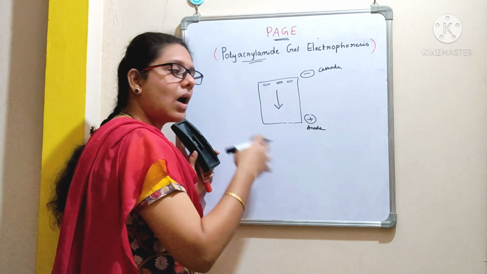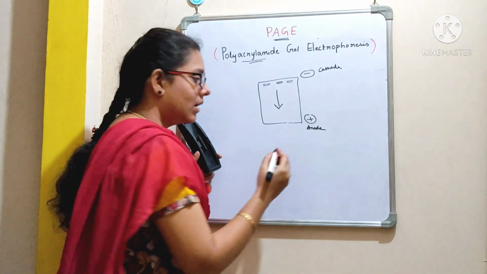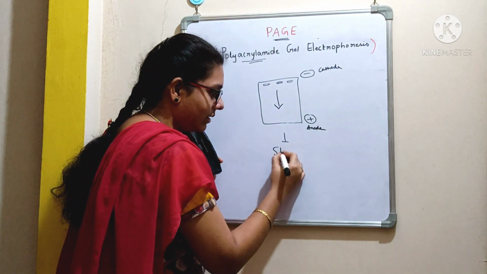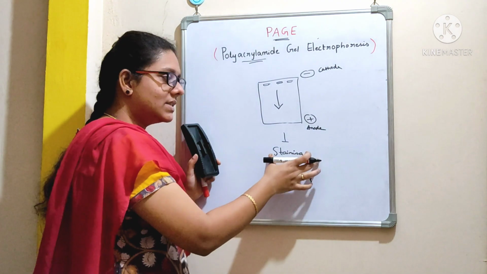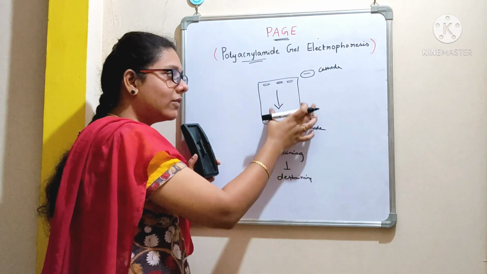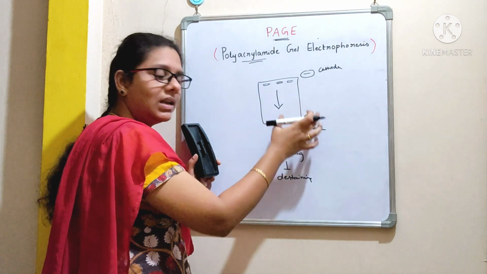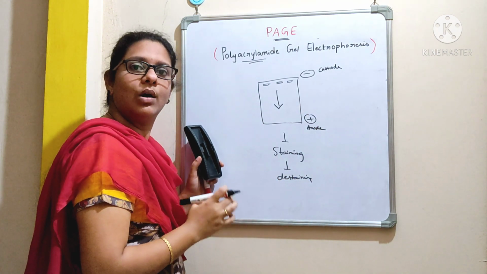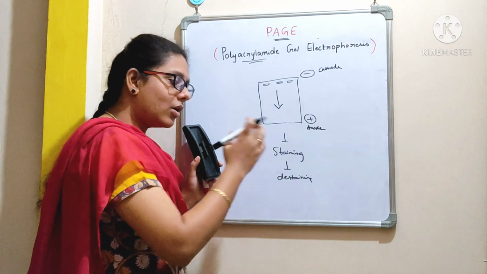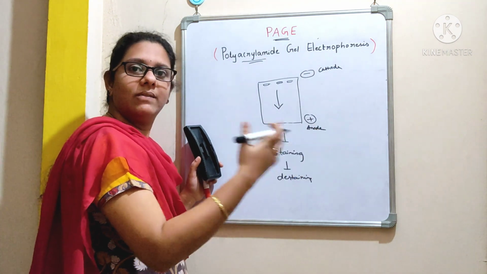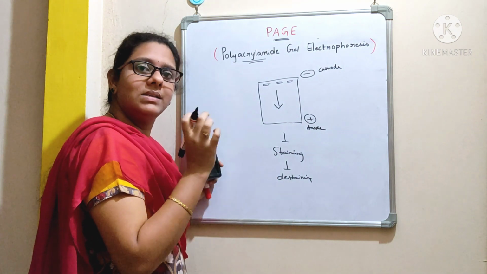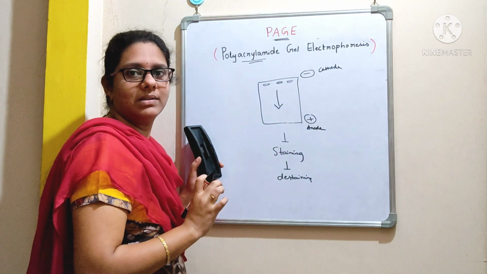After running the gel, how can you visualize the protein bands? Followed by staining, followed by destaining. So in the staining method, what you are going to do? You have to suspend this gel in a staining buffer containing Coomassie brilliant blue, followed by destaining. So in this destaining process, all the background stain will be removed and you can easily visualize the protein bands.